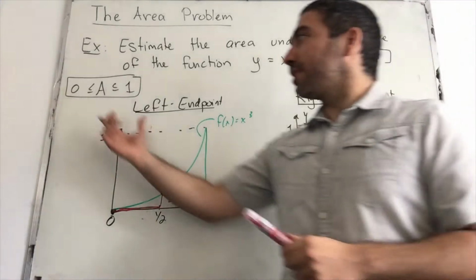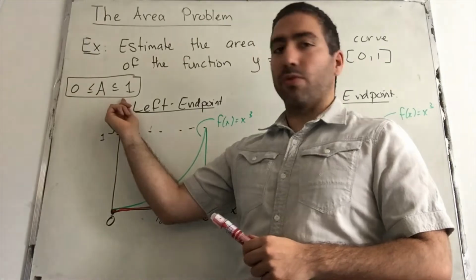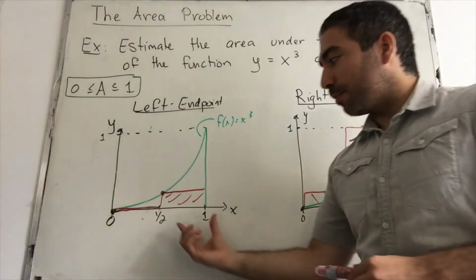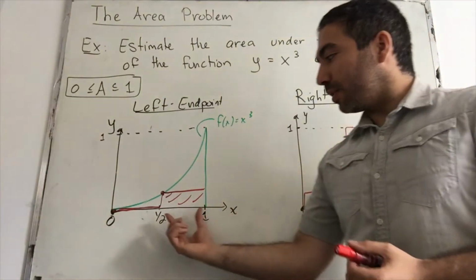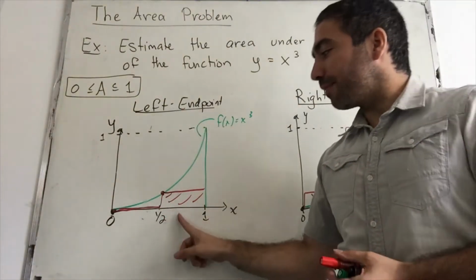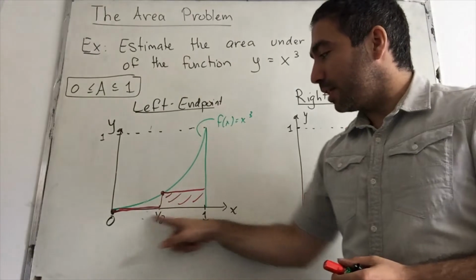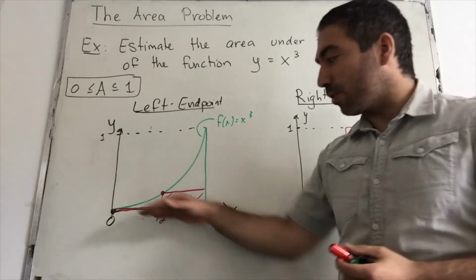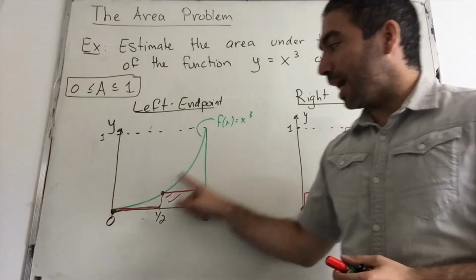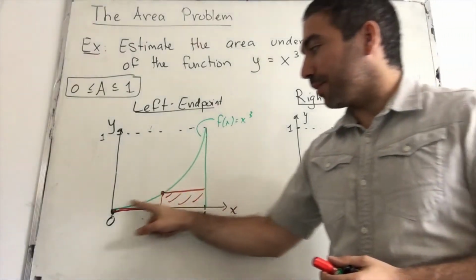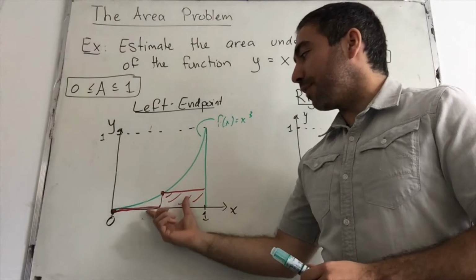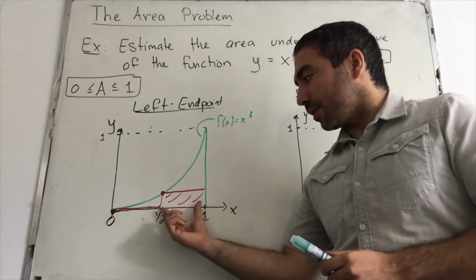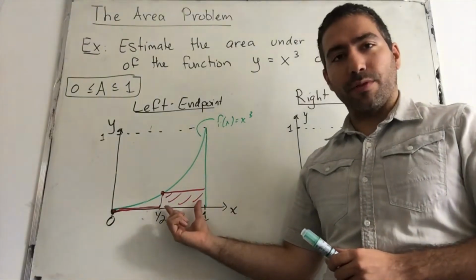So our first estimation claimed that the area has to be between 0 and 1. We said we could do better by making the widths of the rectangles smaller. What could we conclude? Well, notice that when we did the left endpoint, we got an underestimation. This red area is definitely smaller than what we'd expect the actual answer to be. The actual green area, the area under the curve, the whole thing would definitely be bigger than this area here.